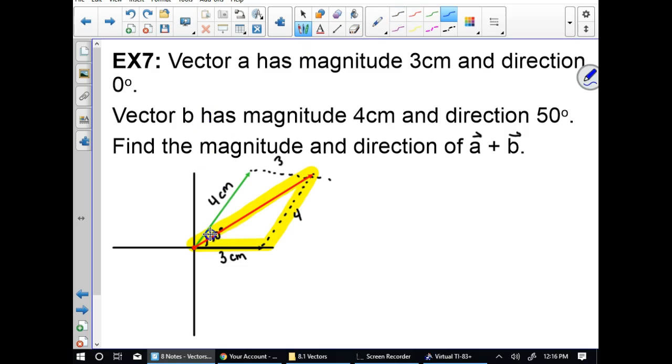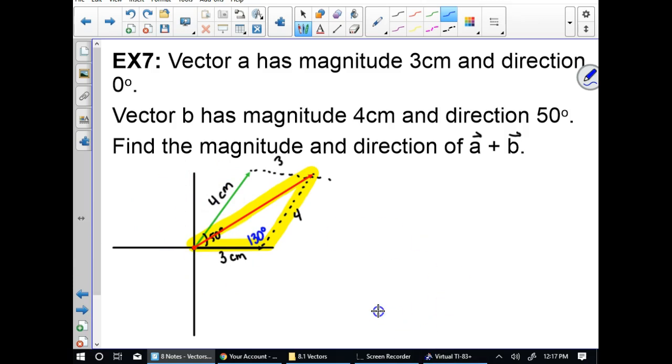So that tells me if this angle right here is 50, what does this angle right here have to be? 130. So that is an essential property for you to know to be able to do these problems. Now, if this is 130, this side is 3, this side is 4, I can use law of cosines to solve this problem.